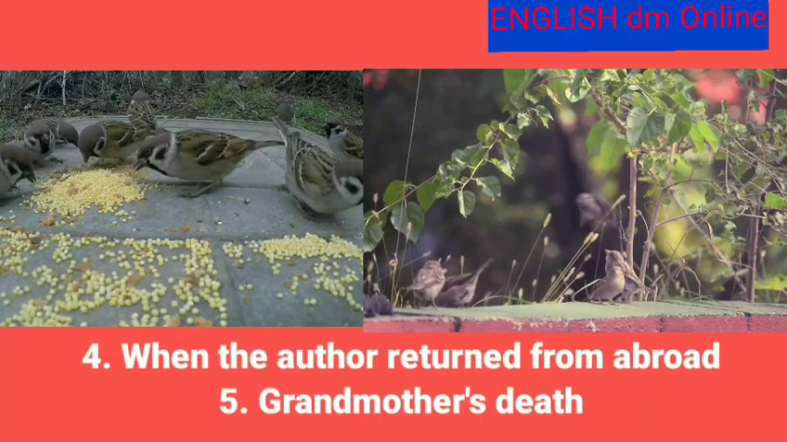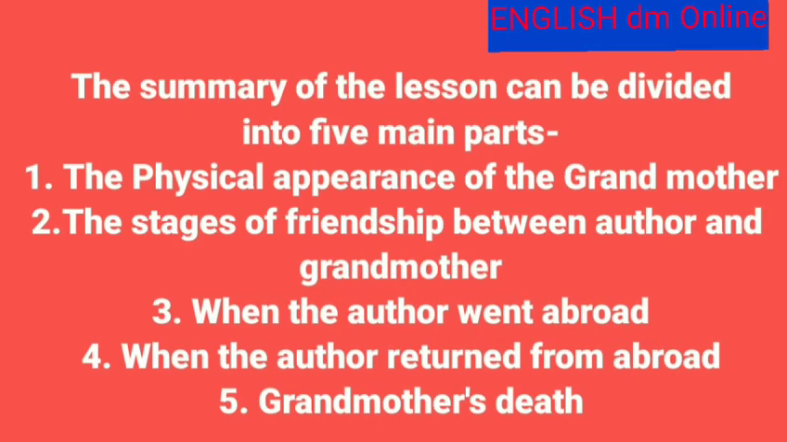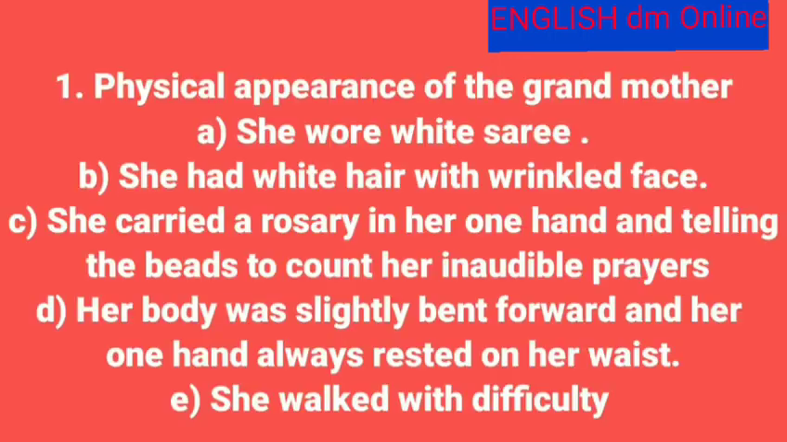Now, the summary of the lesson can be divided into 5 main parts. Number 1, the physical appearance of the grandmother. Number 2, the stages of friendship between the author and the grandmother. Number 3, when the author went abroad. Number 4, when the author returned from abroad. And number 5, grandmother's death.